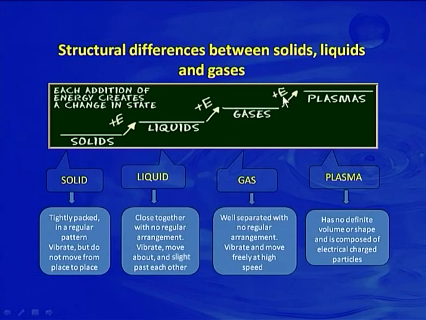If we give energy or temperature to gas, it is converted into plasma. What is plasma? In plasma, the matter has no definite volume or shape and is composed of electrically charged particles. So, this is all about the structural differences between solid, liquid and gases.